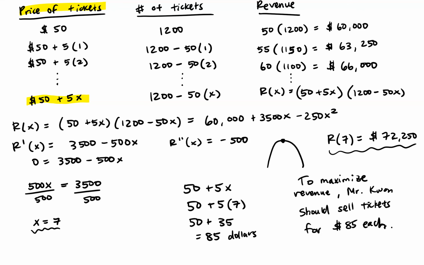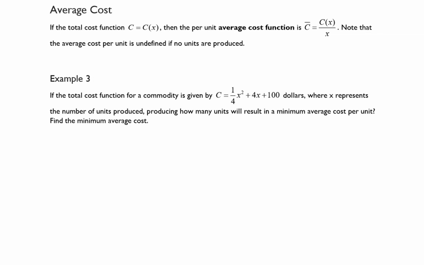So if you sell tickets at $85 a piece, then this is the amount of revenue that Mr. Kwan would make. If the total cost function C equals C of X, then the per unit average cost function is C bar, which equals C of X divided by X. Note that the average cost per unit is undefined if no units are produced.